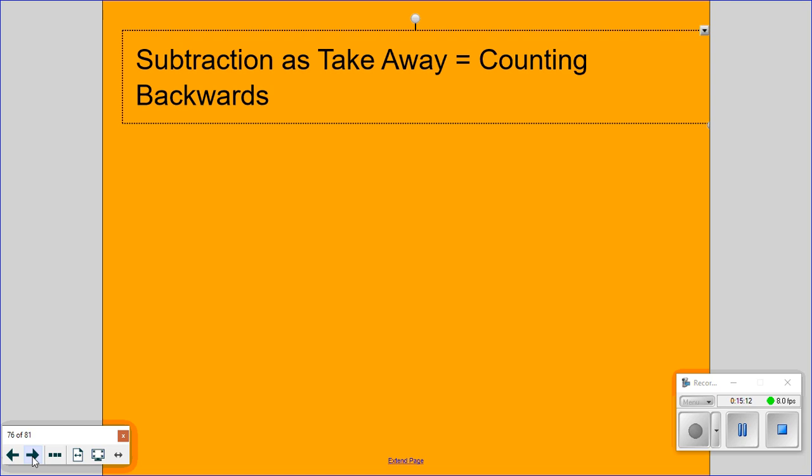So, next blank page, here's our title. Right now we're just going to focus on a strategy that you've done and used. Subtraction as takeaway, thinking about it as takeaway, aka counting backwards. Is that like the number line? Yes, this is like the number line.